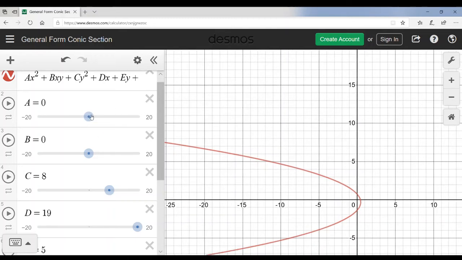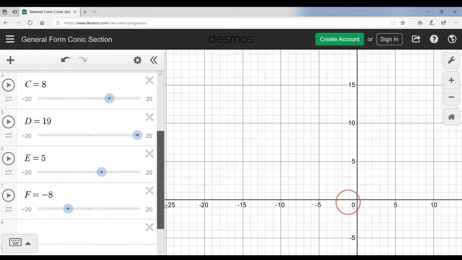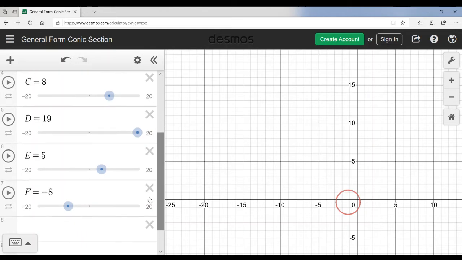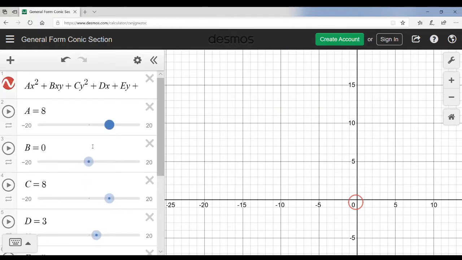Okay, and then I think we already saw when A and C are the same, we get a circle. But again, remember that just because A and C have the relationship we said, the graph may not really exist. So you can see, like in this case, there is no graph because of the value of F, and also maybe E and D have some effect on that as well. Okay, so if the graph exists and it's not a point, then the A and the C relationships are going to tell you what sort of conic section we have.